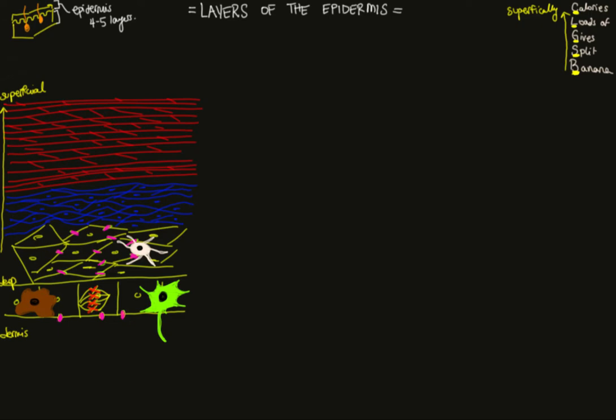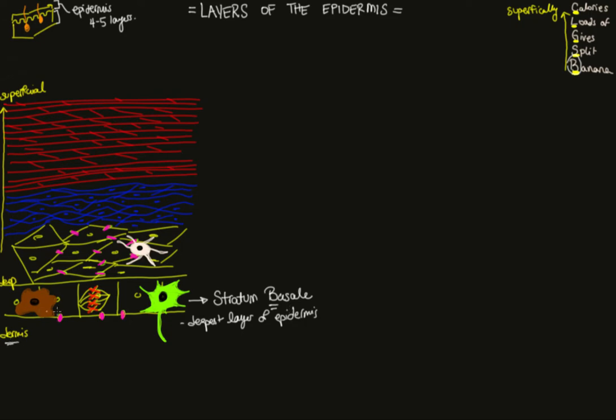So let's go ahead and start. The first layer that we're going to be discussing is the B layer, and this is the layer that we call stratum basale. So the stratum basale is the deepest layer of the epidermis, and it's right above the dermis.